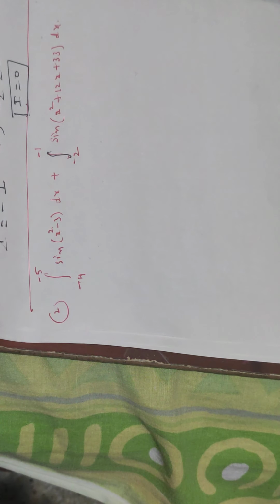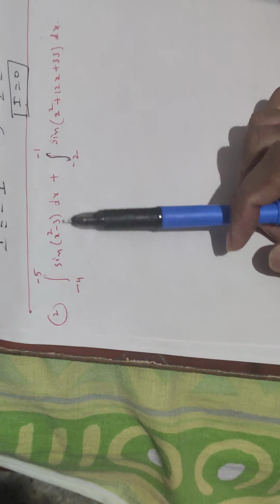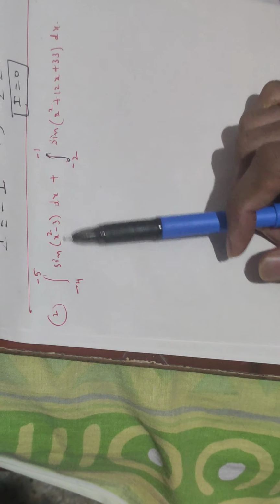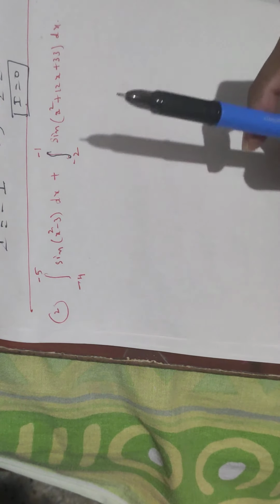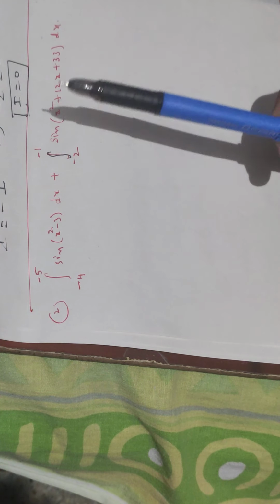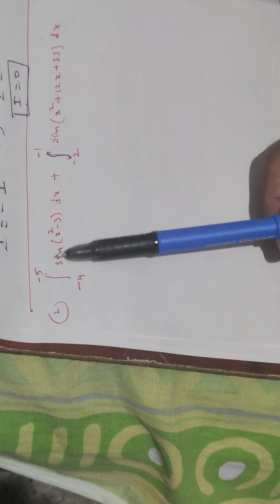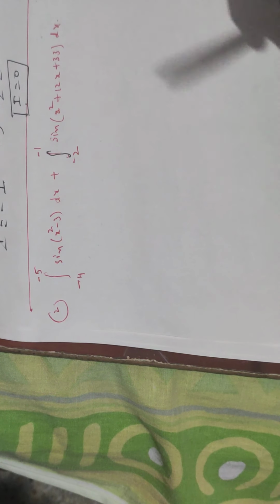Only sine x, we know directly, is the elementary function whose integration is known. But here sine of (x square minus 3) is there, and directly we don't know it. So what is the idea for evaluating this one? For such type of problems, compulsorily we can make one integral in terms of the other, that means in terms of the limits of the other, by using a substitution.